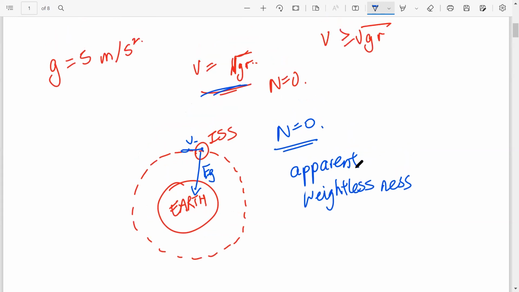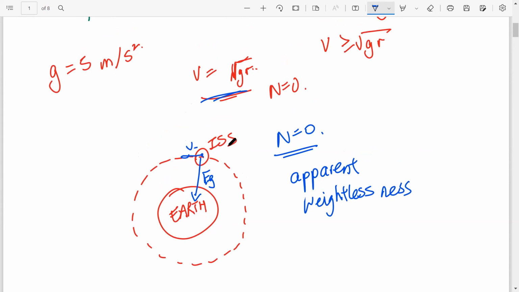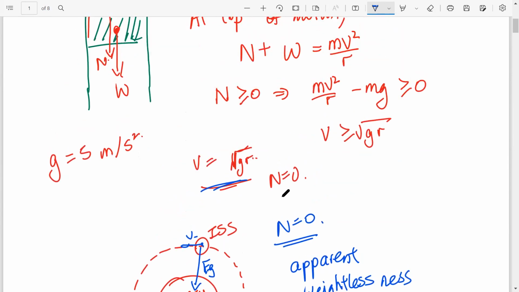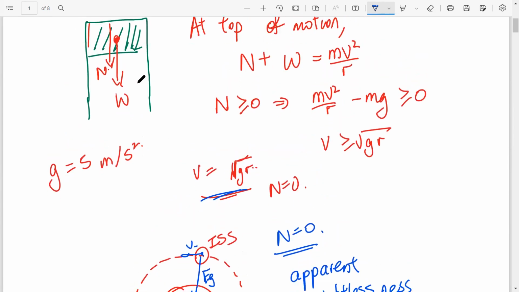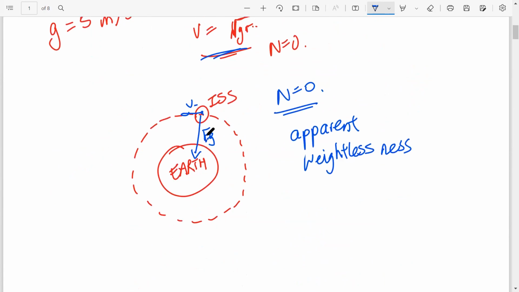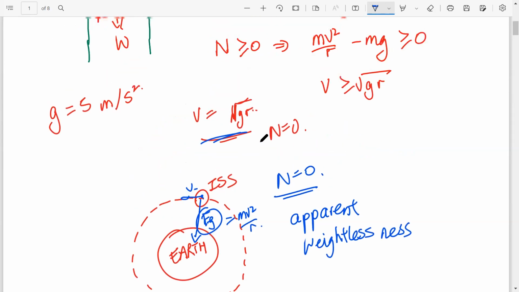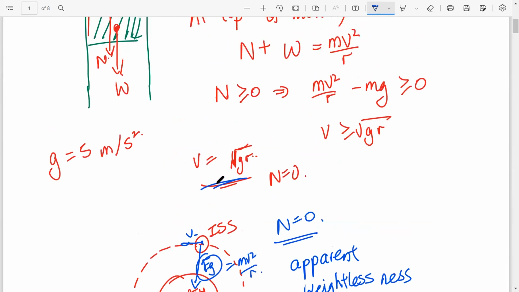But this one is not really linked. I said it a bit off. N is equal to 0, but actually, yes, correct. It's just that the weight, in this case, provides the entire centripetal force. But there is more to it. This is just a simplified explanation for it.